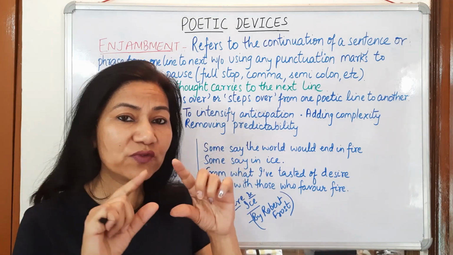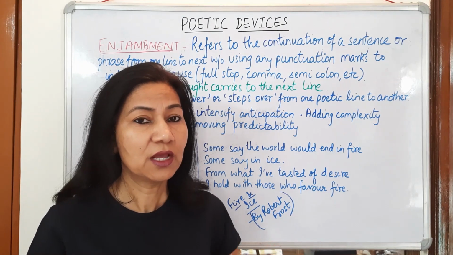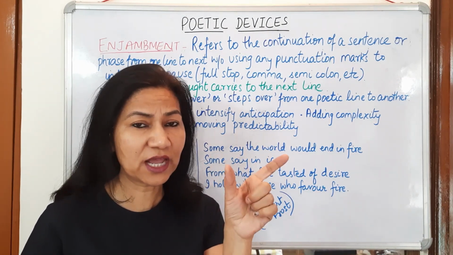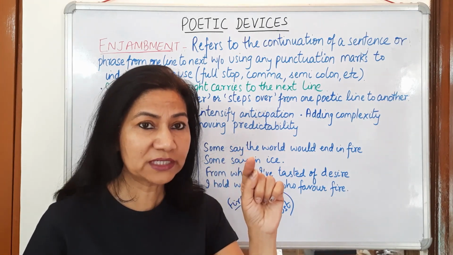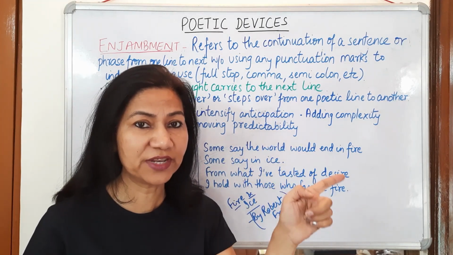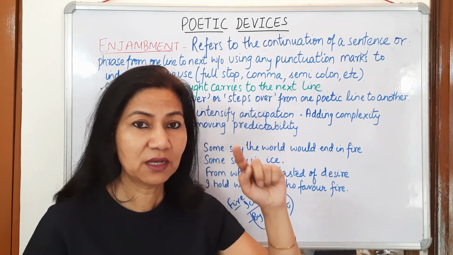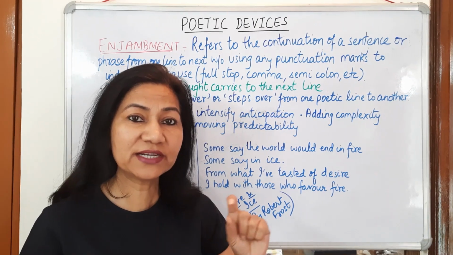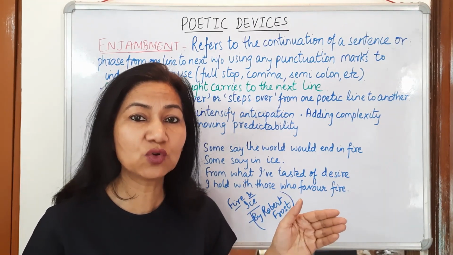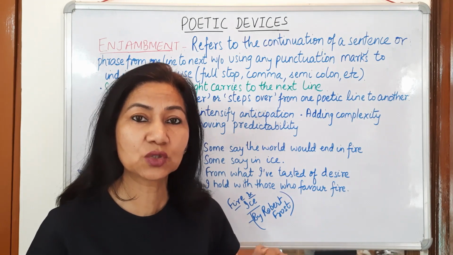If you start reading the first stanza of a given poetry, the particular line, like the first line, second line, you can take up any line. The moment the phrase or the sentence finishes, it does not have any punctuation mark, but the idea moves on to the next line. Then we read the next line. Still, if there is no punctuation mark, the idea carries forward to the third line and so on.